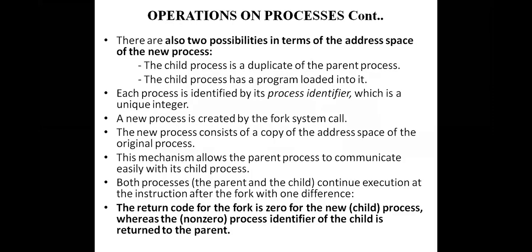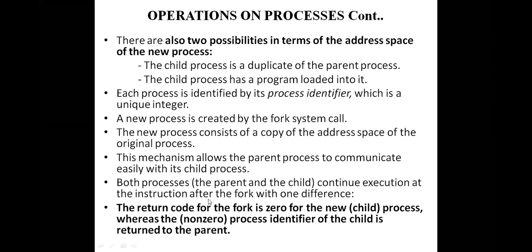And the next one, what are the two possibilities of address space? As I told you earlier, the child process can duplicate the parent process, and whatever the address space of the parent process is, it is simply copied to the child process. In the second case, the child process has its own code. Like a parent process, a child process also has a process identifier. As I told you earlier, each and every process identifier is unique. A new process is created by using the fork system call.